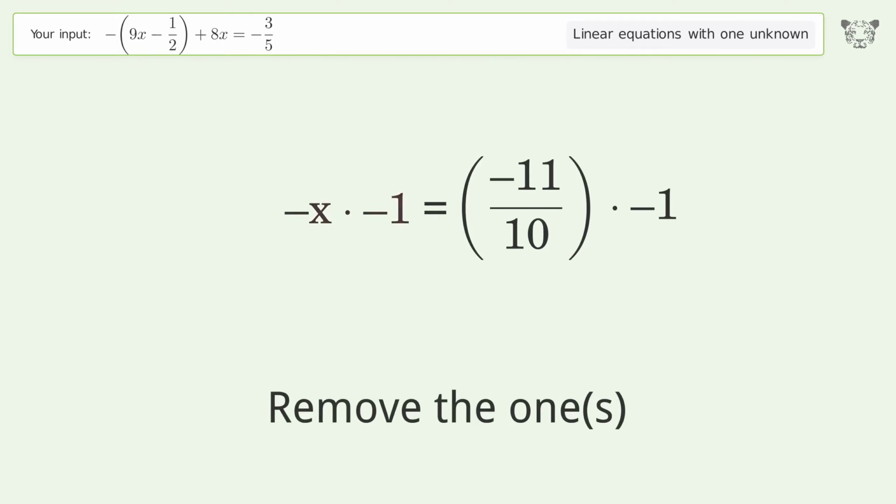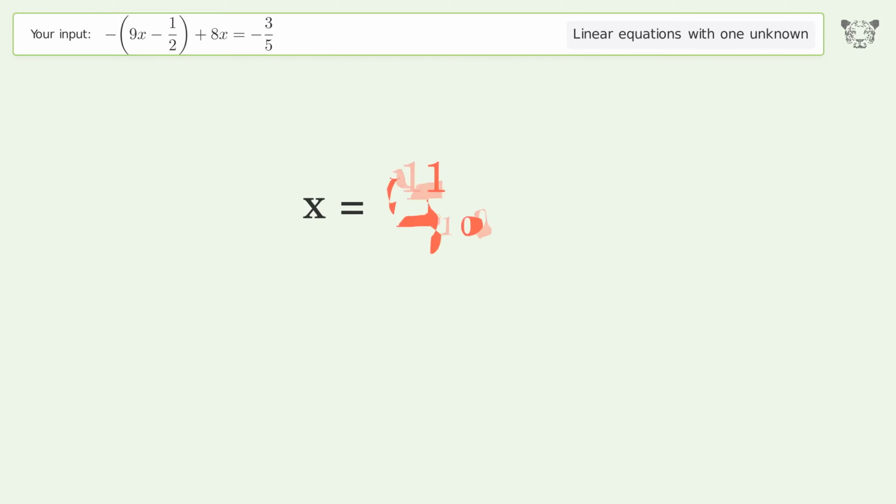Remove the ones. And so the final result is x equals 11/10.